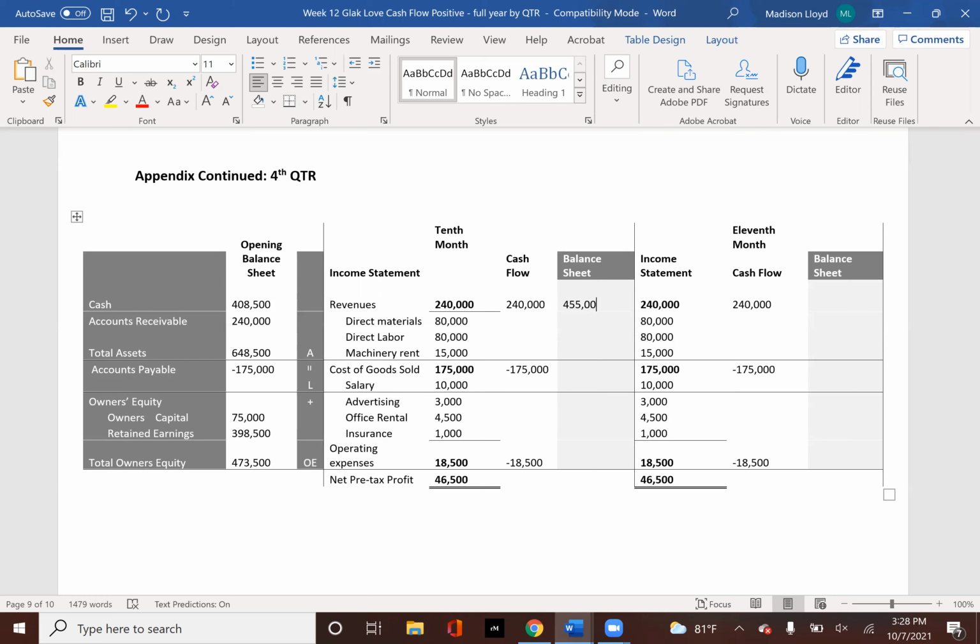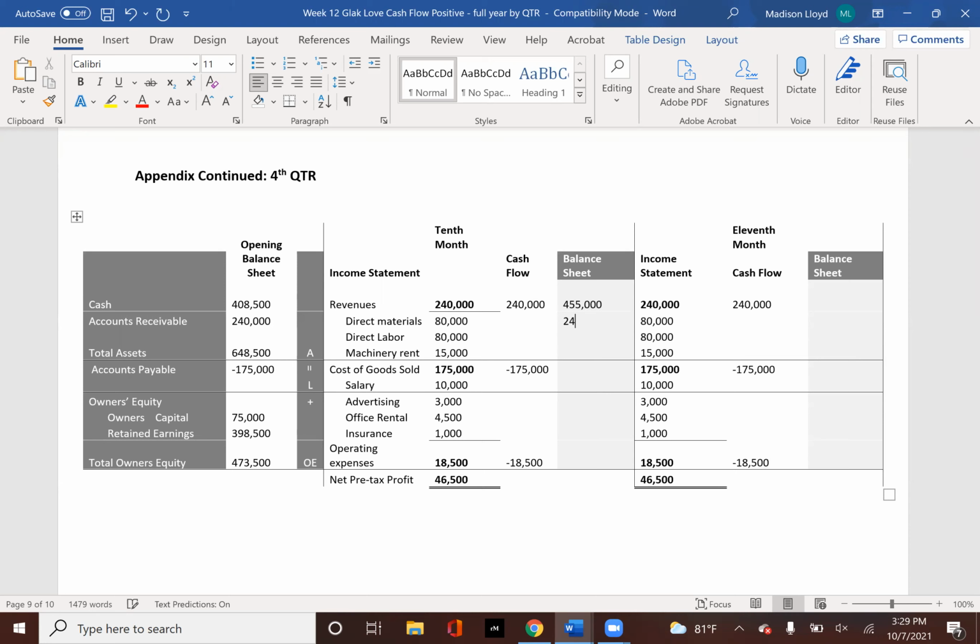You're going to get $455,000. Another way of doing it, which is probably easier for some of you to understand, is take your cash balance from last month, $408,500, and add your profit, because that's how much is left after paying off all of these expenses. Add this profit to get $455,000. Like I said, you can do it one of two ways, whichever way you understand better. Take your bank account minus your expenses to get your cash, or take your previous cash balance plus your new profit to get your cash balance. So either way, you get the same number.